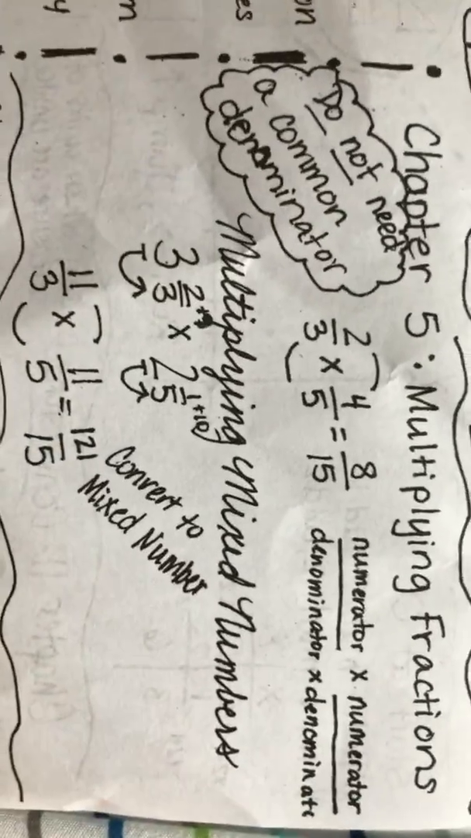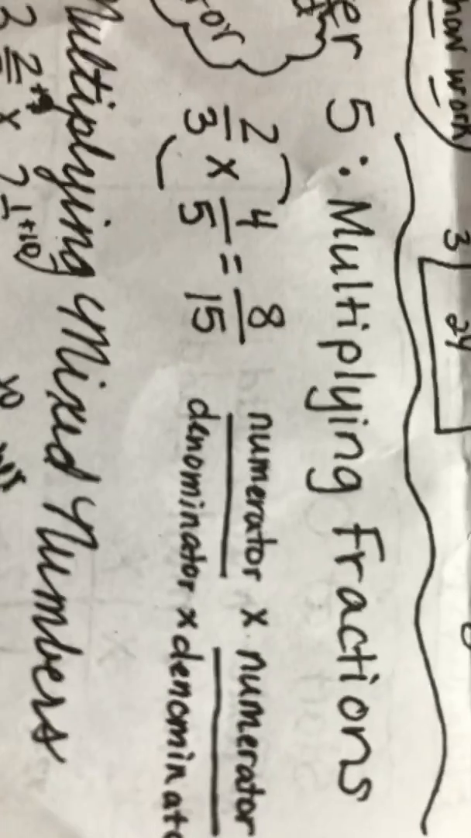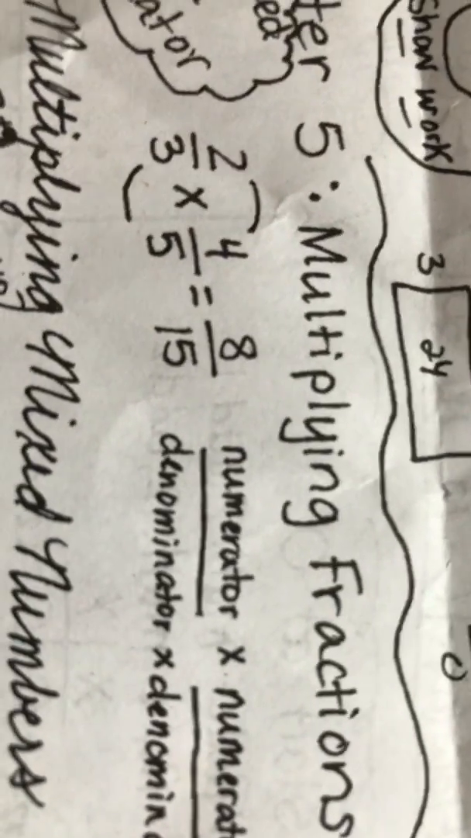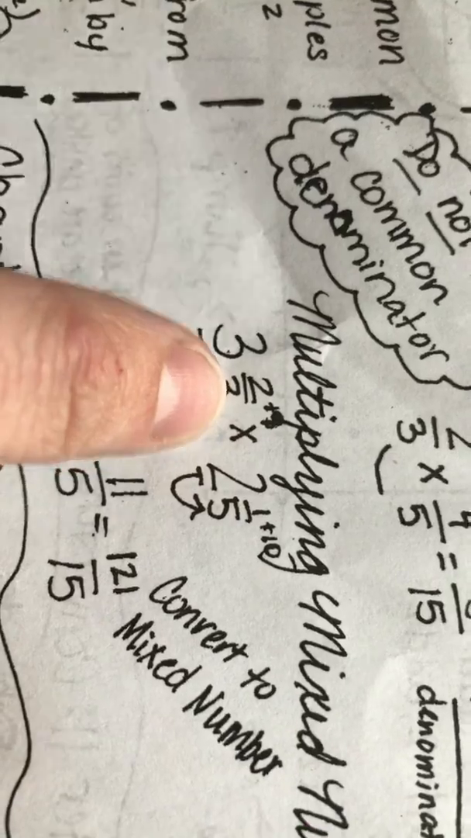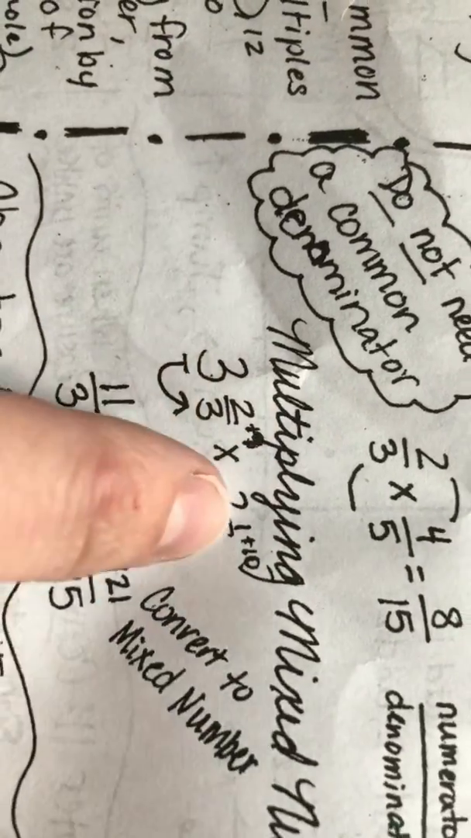Then we moved into chapter 5, which was multiplying fractions. We said when you multiply a fraction, it's your numerator times your numerator, your denominator times your denominator. When you're doing that same information with a mixed number times a mixed number, you can turn your mixed number into an improper fraction. Whole number times your denominator, add it to your numerator, boom. Then multiply. If they're both mixed numbers, then you're going to have to convert both.